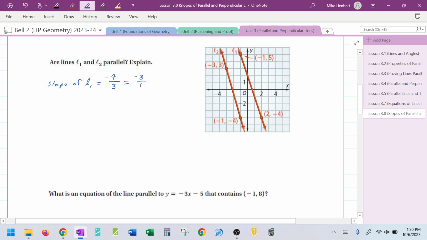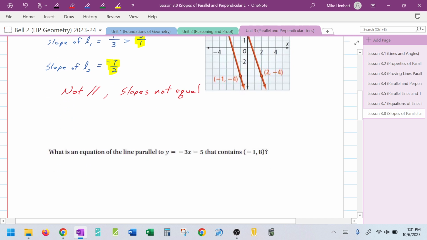All right. Now I'm going to find the slope of L2. If I look at L2, I'm going to go down 1, 2, 3, 4, 5, 6, 7, and 2 to the right. So down 7, 2 to the right. And if I compare these two slopes, are they the same? No. So these lines are not parallel, and my reason would be slopes not equal.